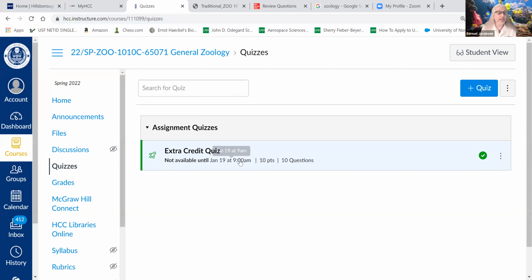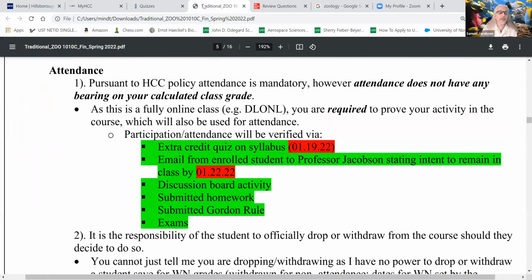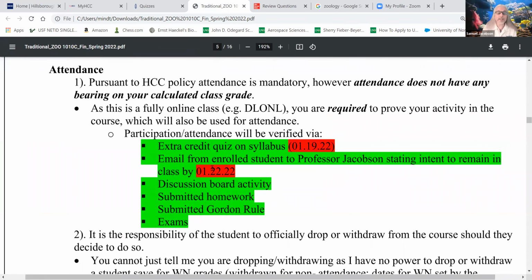So you have to do this. Even though it's extra credit, you have to do it. That's one way to show attendance. You did something for me. By the 22nd of January, you must send me an email from your HCC saying, I want to be in the class. I want to stay in the class.